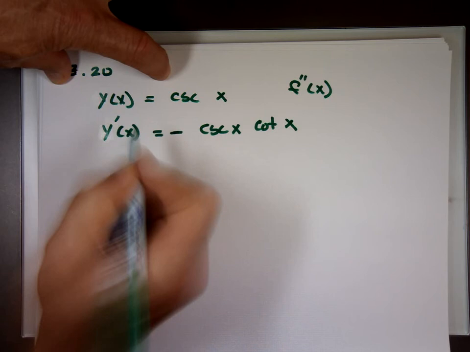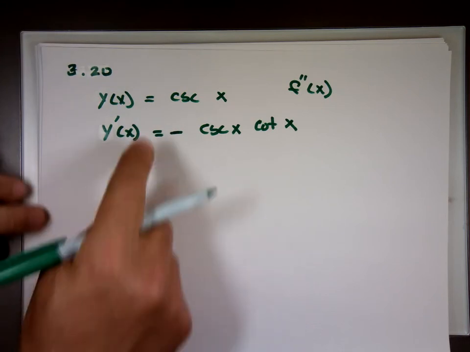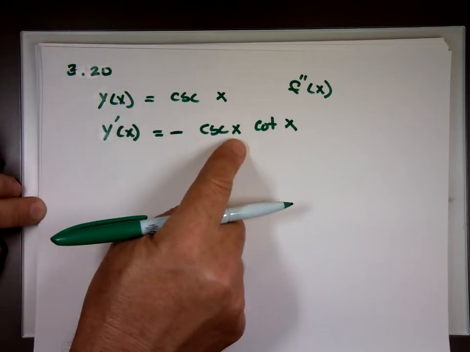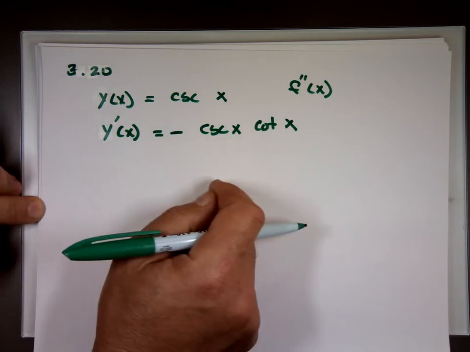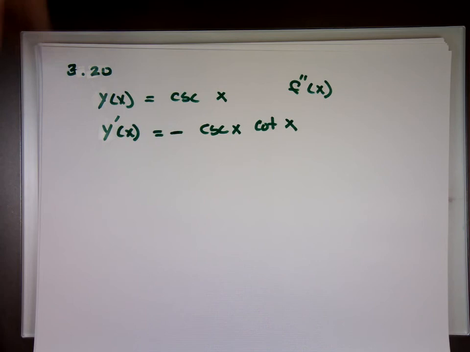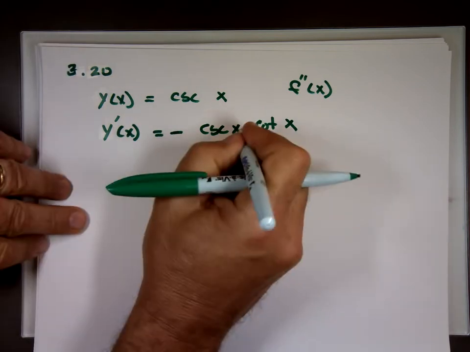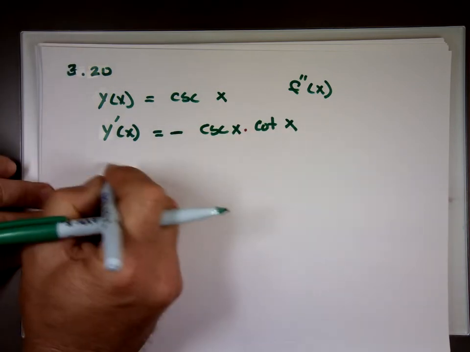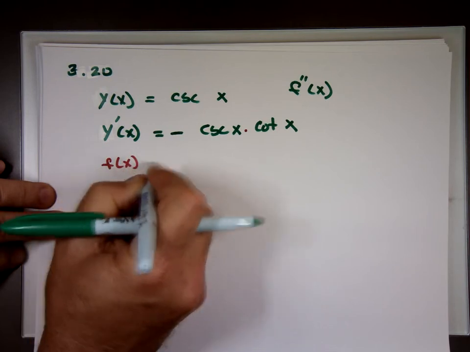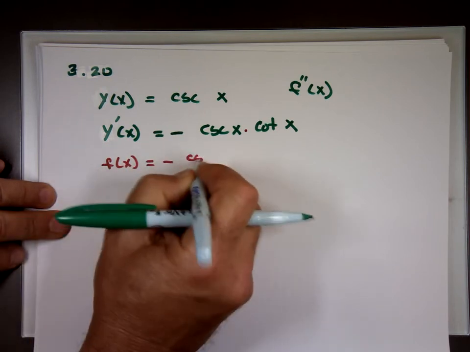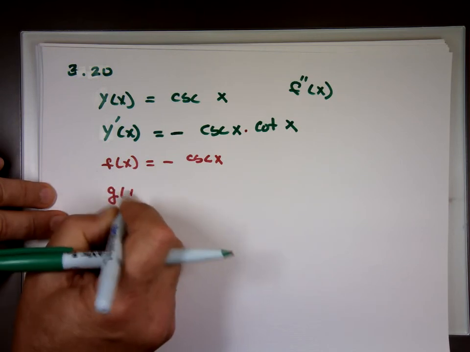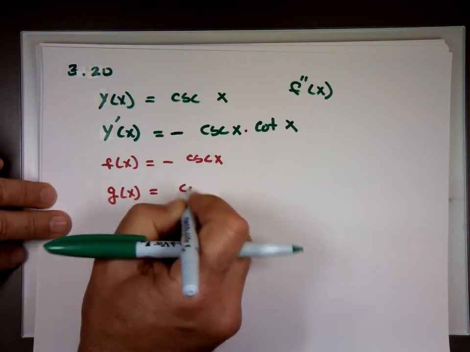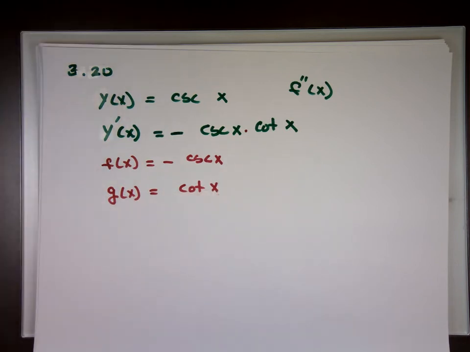To get the second derivative, I've got to take the derivative of this. Well, what do we have here? Multiplication. So I have to use the product rule. That's why I changed the name to y. I'm going to call the first one f of x, negative cosecant of x, and the second one g of x. So g of x equals cotangent x, and f of x equals negative cosecant x.